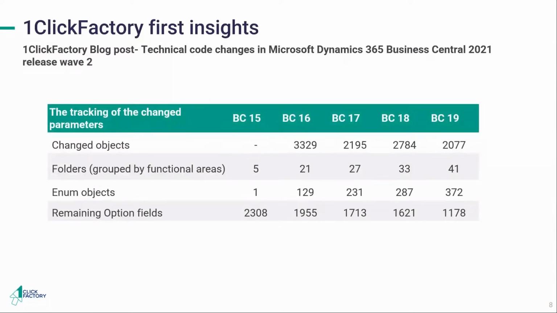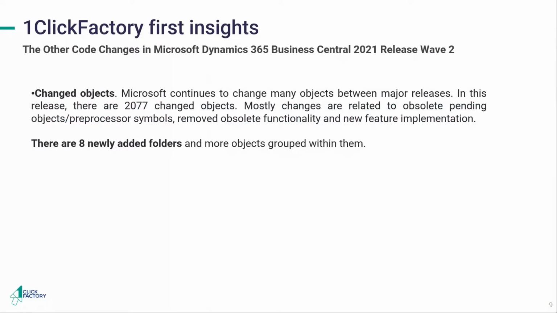Then we counted changed objects, and we saw a few more folders in the newest release. I also started counting a few parameters, like enum and option fields, which have changed. Looking at the changed objects, Microsoft keeps changing a lot of objects with each release, but mostly in this release, changes are related to obsolete pending objects, preprocessor symbols, removed obsolete functionality and functions, and new feature implementations, which I showed you a bit before. I will talk about why there is a big increase, because you will see the numbers in the future slides. And also 8 newly added folders.